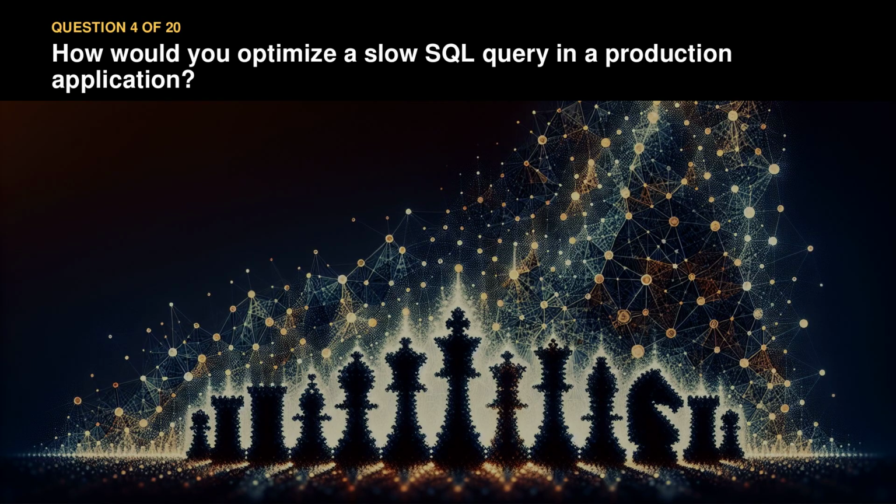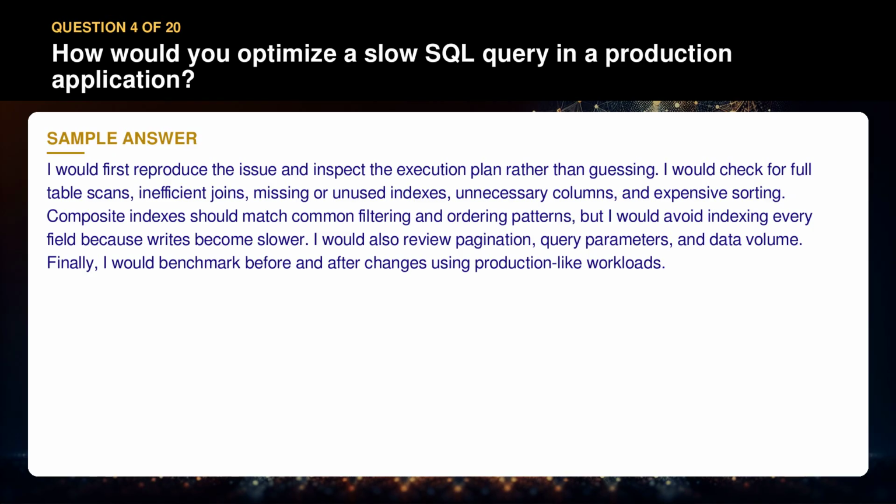Question 4. How would you optimize a slow SQL query in a production application? I would first reproduce the issue and inspect the execution plan rather than guessing. I would check for full table scans, inefficient joins, missing or unused indexes, unnecessary columns, and expensive sorting. Composite indexes should match common filtering and ordering patterns, but I would avoid indexing every field because writes become slower.